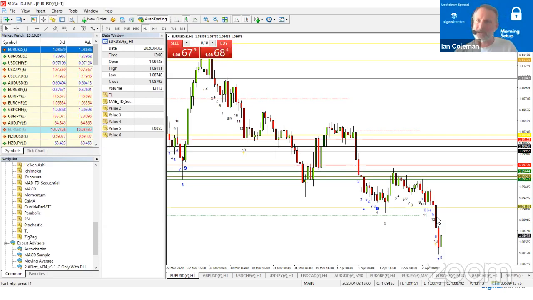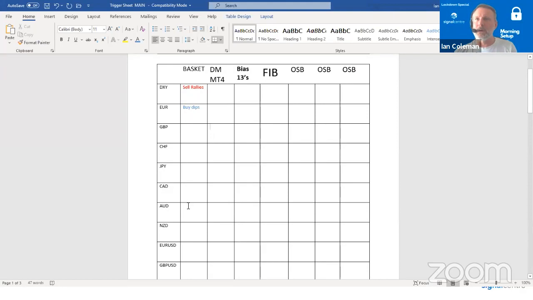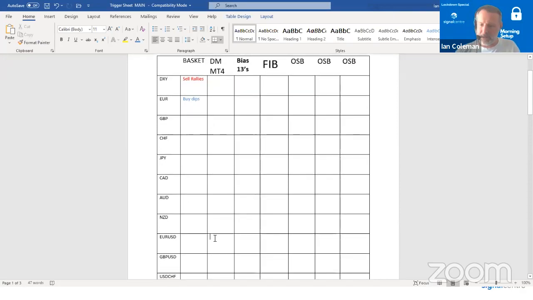Now, going back to our sheet, I'd then put a 13 here. So what time frame is it? Because that's also quite important. So I've got it on the 1 hour time frame. So 13 on a 1 hour, it's bullish, okay? And again, I just do these in different colored pens. I've just got a red pen, so I know which one's bullish and bearish. And so that's given me a bullish bias.